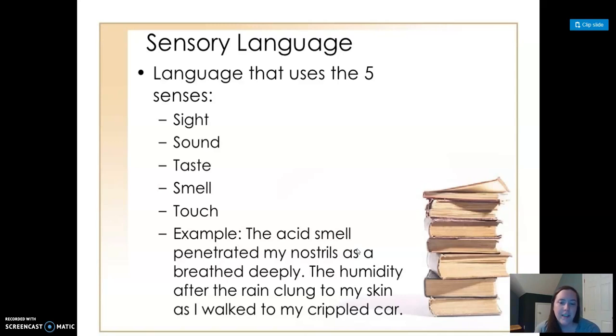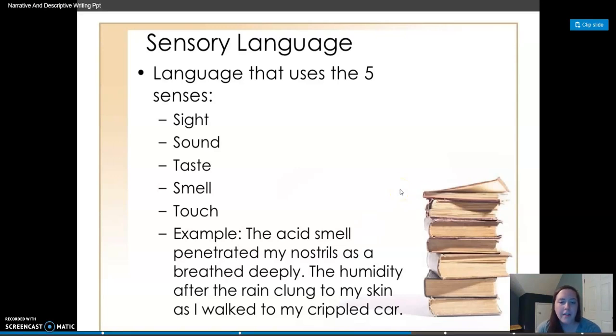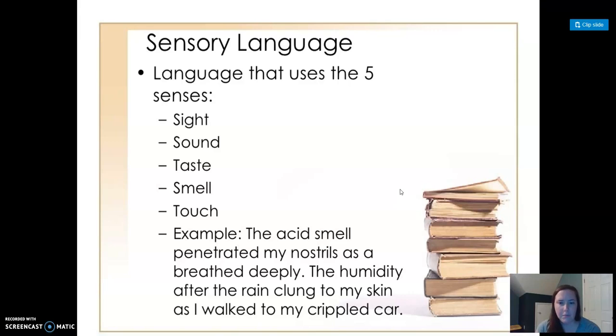The example that's given here is really descriptive. The acid smell penetrated my nostrils as I breathed deeply. The humidity after the rain clung to my skin as I walked to my crippled car. So we can see that there are a lot of sensory details. Again, the goal is to get your reader to experience what you are experiencing. Sensory language and storytelling work really well when you want your reader to feel how you feel, or to feel how someone else has felt.